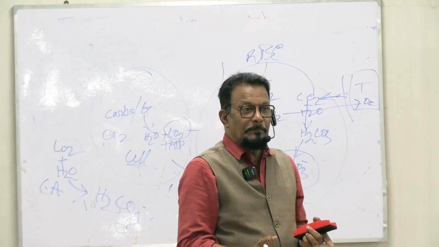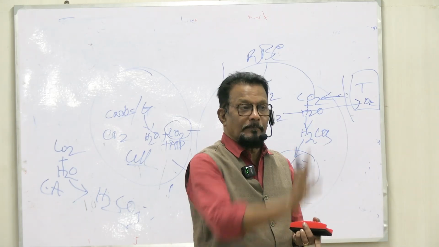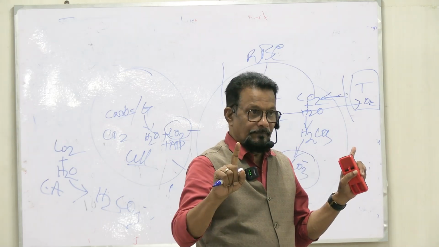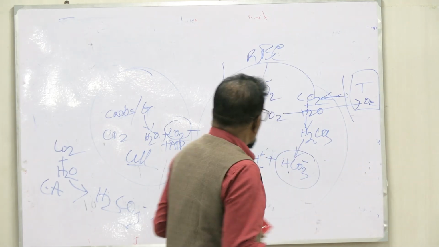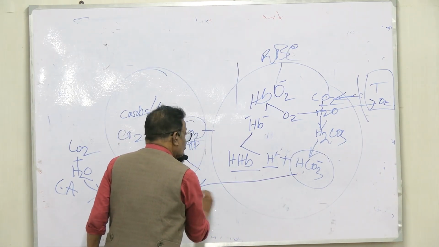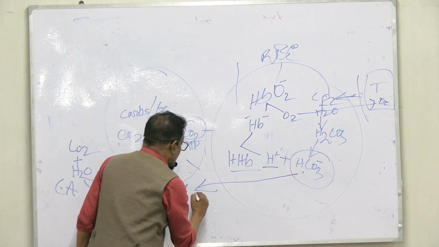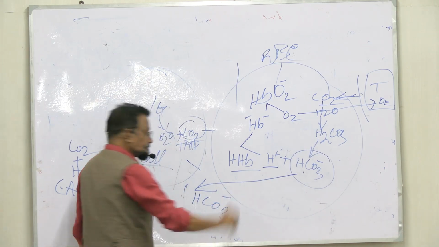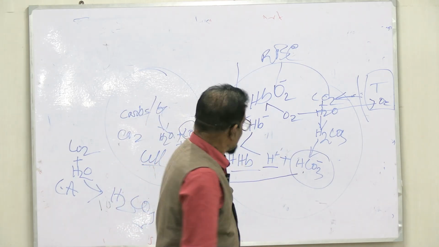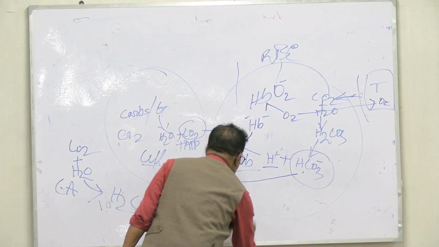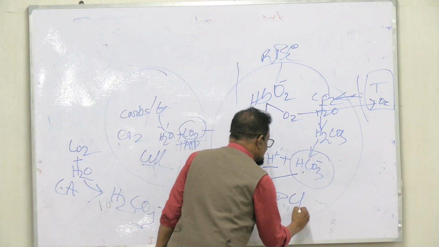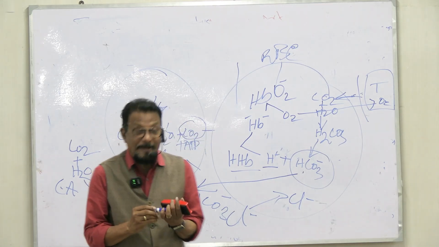So inside of the cell will gradually become more negatively charged. But we have to maintain the electrical neutrality. Okay. So what will happen? This bicarbonate ion will enter into the plasma, and in exchange some chloride ion from plasma will enter into the cell. This is called chloride shift.